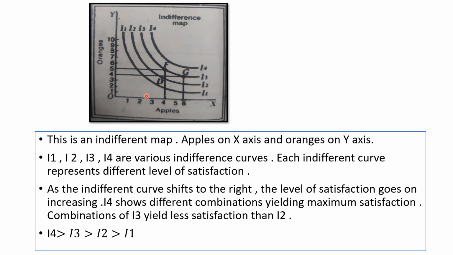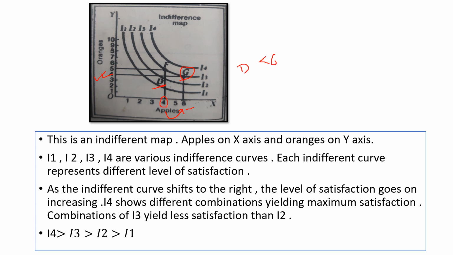The diagram is showing that, say, at point D, what are you having? You are having 4 apples and you are having 4 oranges. If you shift from point D to point G, at point G you have 6 apples and 4 oranges. So the number of oranges is the same at point G, but the number of apples has increased from 4 to 6. Therefore, you can conclude that D is giving you less satisfaction as compared to G.